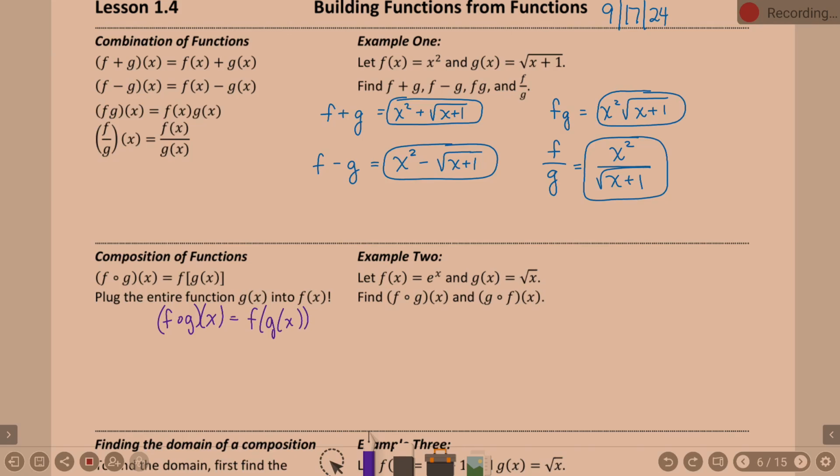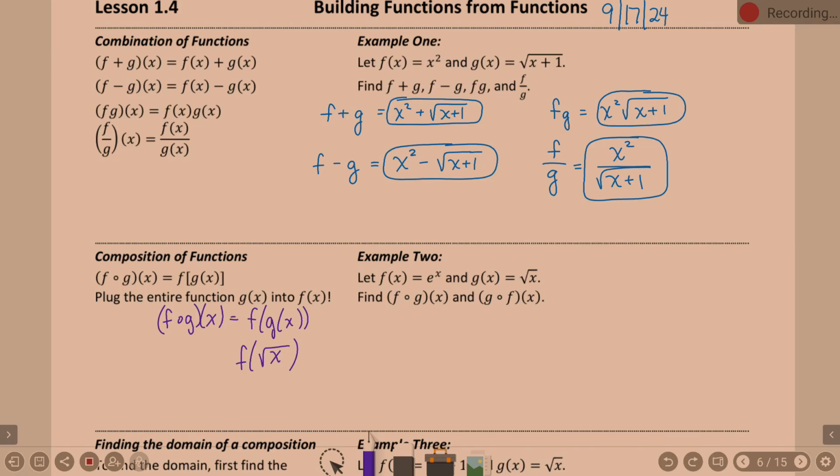What does that look like in this scenario? f of g of x. What's going on on the inside? Square root of x. So you can think of this as f of the square root of x. Since g of x is on the inside, we're going to rewrite f, but in f, every time we see an x, we're going to replace it with square root of x.